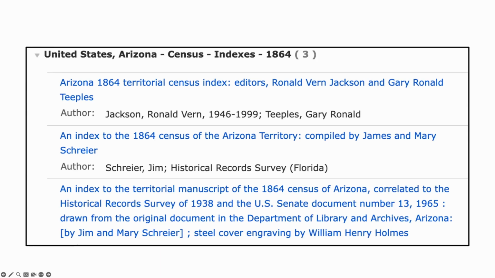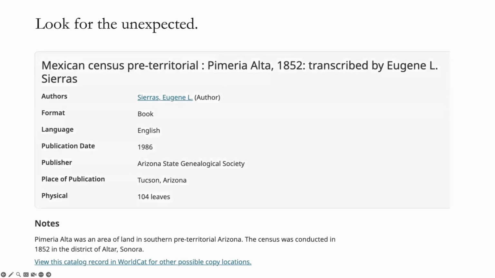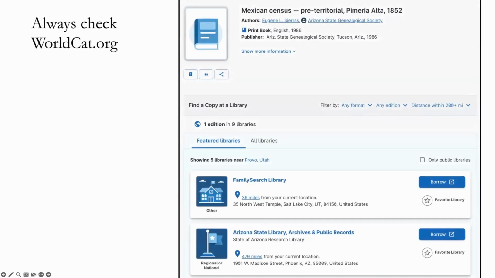The other thing you're noticing about these is that these census indexes and census records are compiled by people. These are in books. They're not in a file that was created. There's an actual book. And here's the unexpected: a pre-territorial Primaria Alta 1852 census, and it's a book, published in 1986 by the Arizona State Genealogical Society. These are very interesting and can be very valuable books to look for.